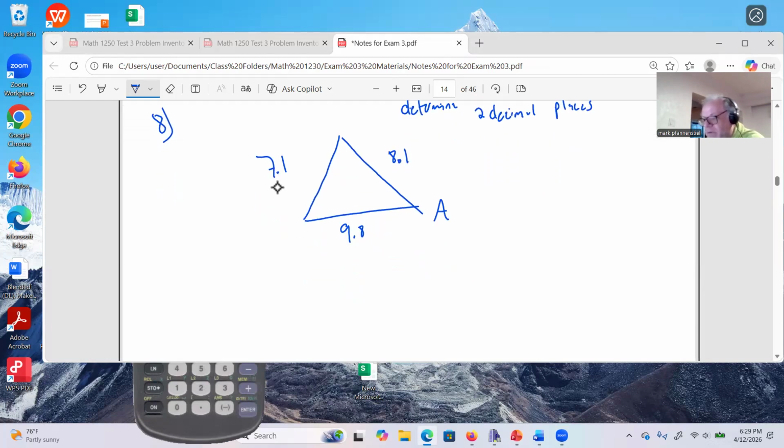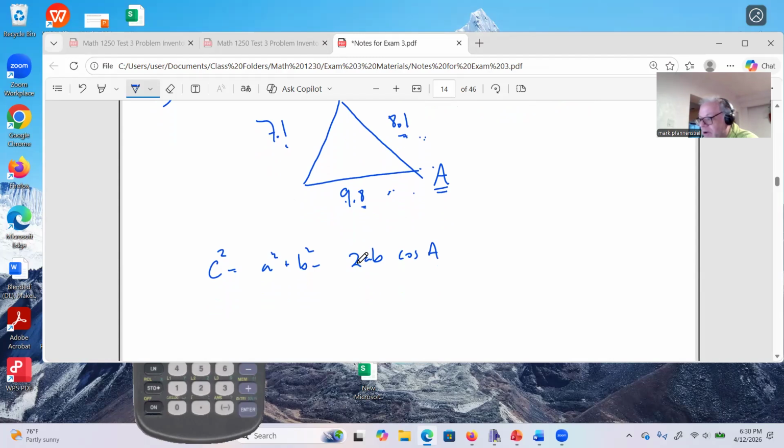So the first thing to do is realize we are in law of cosines, because we have a side-side-side situation. So we're going to say we have c squared is equal to a squared plus b squared minus 2ab times the cosine of C. Now, how do I orient this for the A and the B? The law of cosines tells us that it's the angle and both of the sides that are adjacent to it. So my angle A is the one I'm looking for. My a and my b are the 8.1 and the 9.8. The 7.1 is our side c. Okay, so we'll go ahead and figure that out.